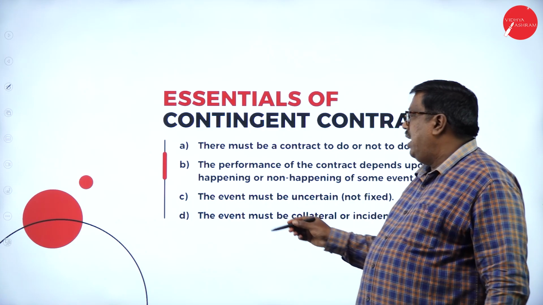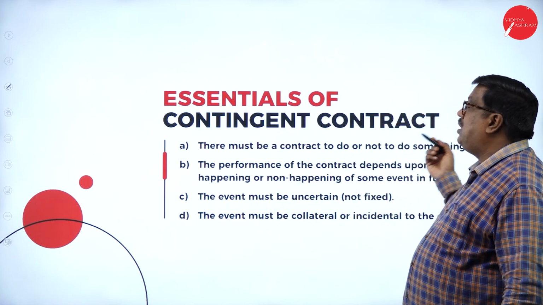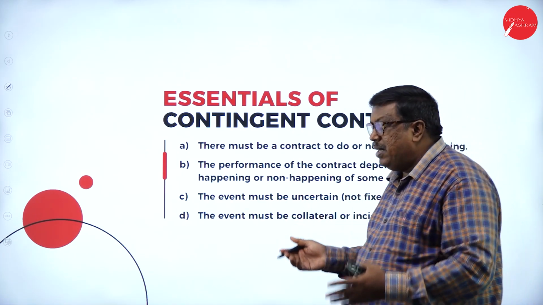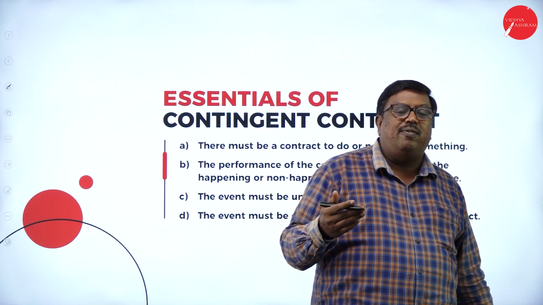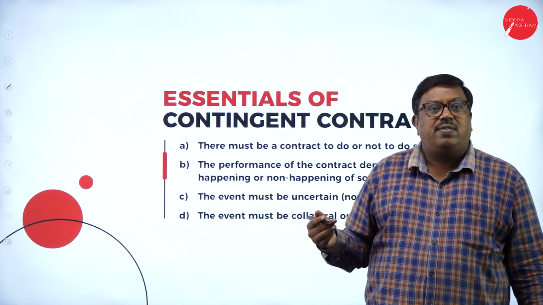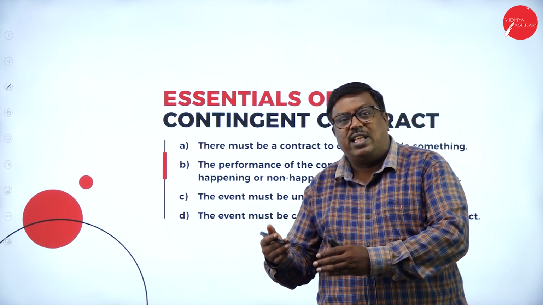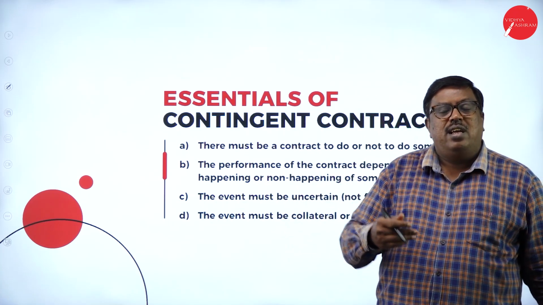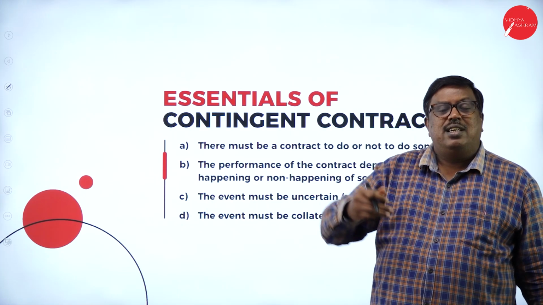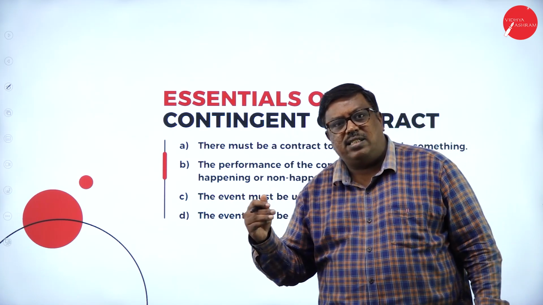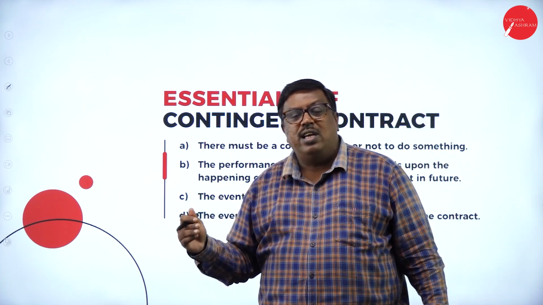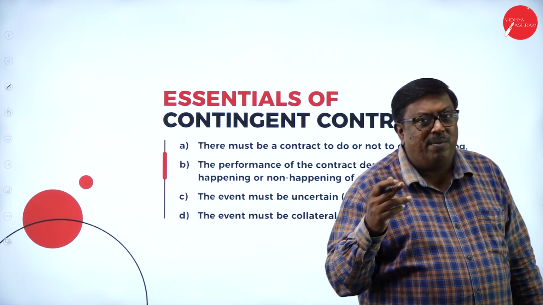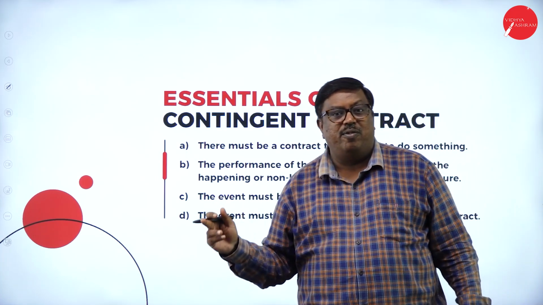What are the essentials? There must be a contract to do or not to do something. The act may or may not happen. For example, we are going to have a contract between us. As in the present scenario, the IPL matches are going on. Based on that, I'll say that today Rohit Sharma is going to score above 50 runs within 15 balls. I said that Rohit Sharma is going to score 50 runs within 15 balls.